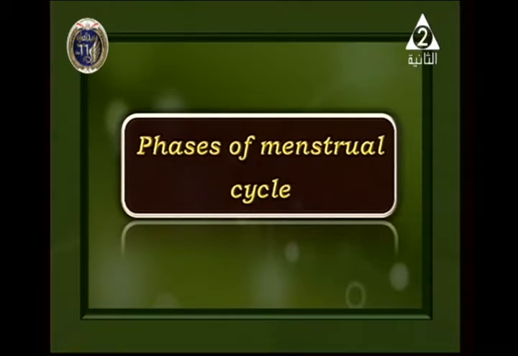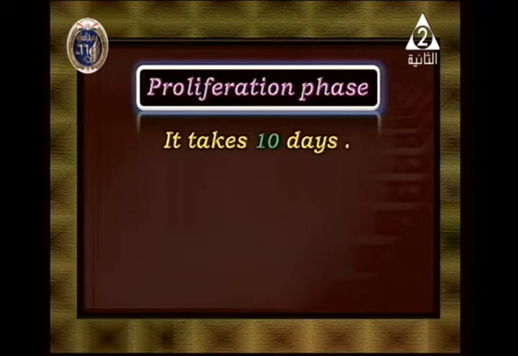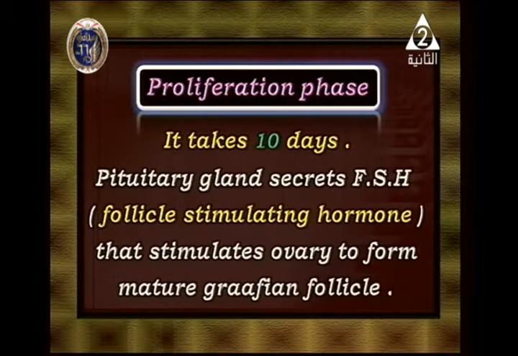Well, the phases of the menstrual cycle are very important and a focus here. Number one, the proliferation phase of the menstrual cycle. This phase takes about 10 days. What happens inside it? It starts from the pituitary gland. We need a kind of activator. The pituitary gland secretes the follicle stimulating hormone. This hormone stimulates or activates the ovary to form the mature Graafian follicle, okay?